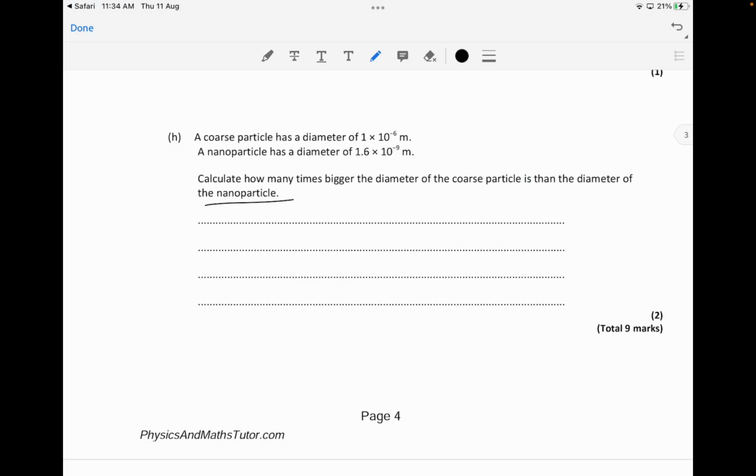Now, in order to do this, there's some form of division in this case. So you have 1.6 times 10 raised to the power minus 9 divided by 1 times 10 raised to the power minus 6. So what you're going to do is divide the nanoparticle by the coarse particle. How many times bigger is the coarse particle than the nanoparticle? So you have 1.6 times 10 raised to the power minus 9 divided by 1 times 10 raised to the power minus 6.